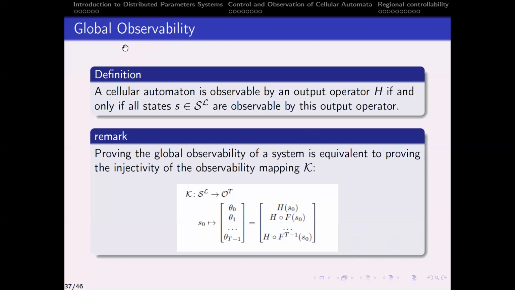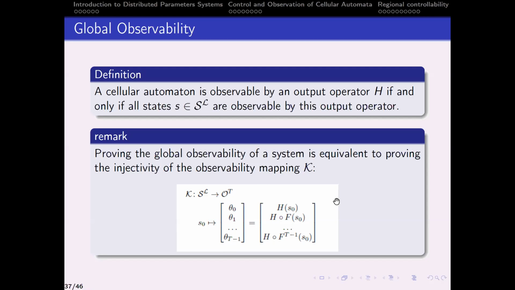Now I will speak about observability, which is a dual concept of controllability. The cellular automata is observable by an output operator H if and only if all states S in this state space are observable by this output operator. Proving the global observability of a system is equivalent to proving the injectivity of this observability mapping. To any initial configuration, we map a vector of observations, from time 0 to time t minus 1.